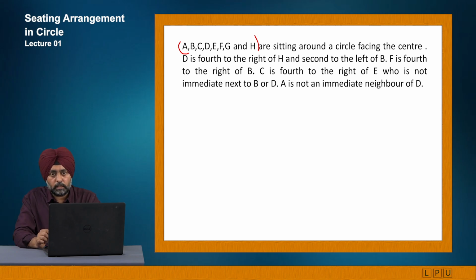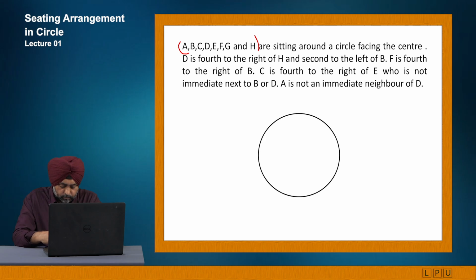So don't think that if they started from A and reached H, there will always be 8 people. There may be 7 also. So always count them. Now, make a circle and place the people in the circle. 8 people, so we'll place 8 people. Start with the first line.